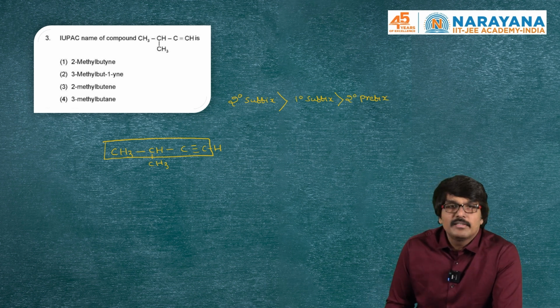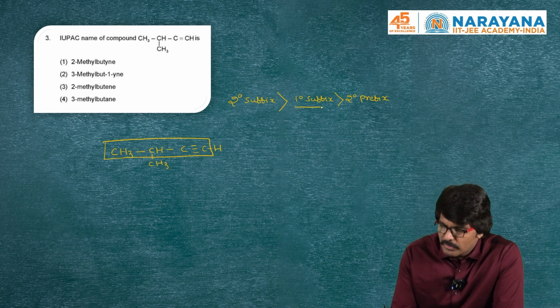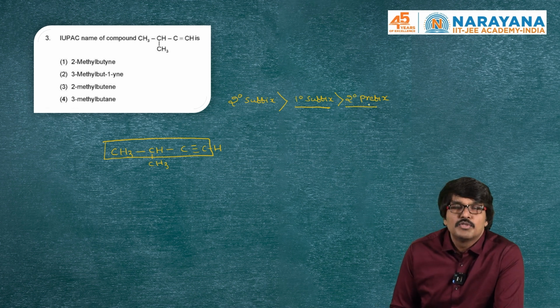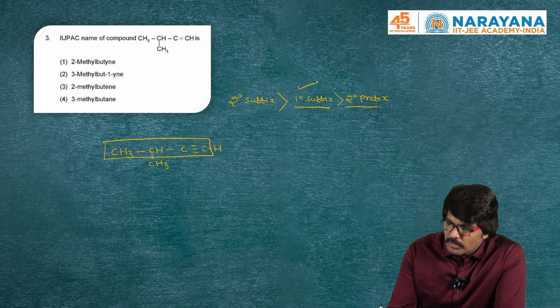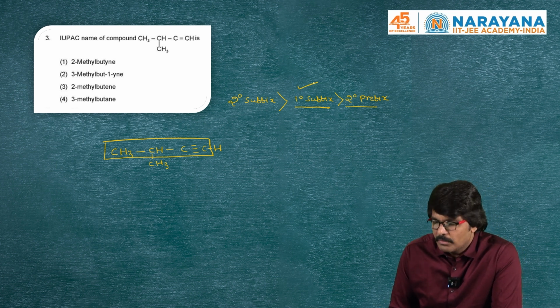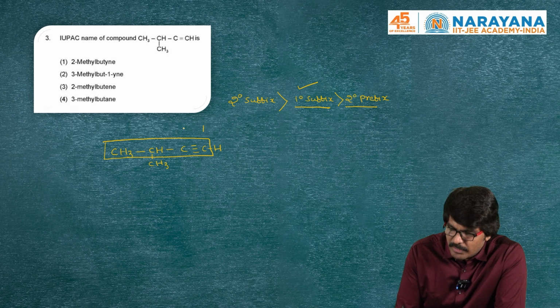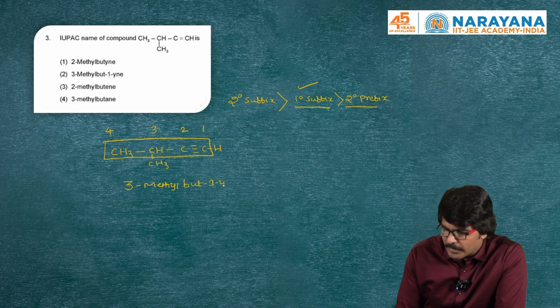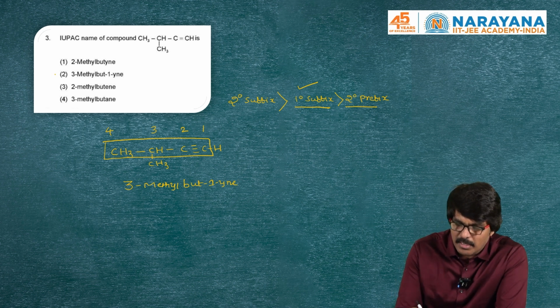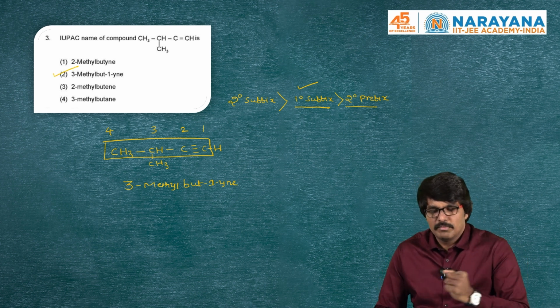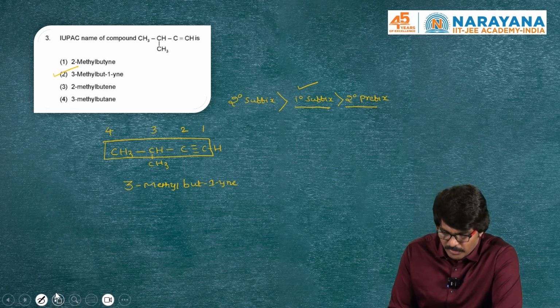But here there is no secondary suffix. There is a primary suffix, that is "-yne", for a triple bond, and also there is a secondary prefix, that is a substituent, methyl. According to this order, the primary suffix gets more priority when compared to the secondary prefix. The numbering should be done from the right side. Therefore, it is 1, 2, 3, and 4. The name of the substituent is methyl, located at the third position, so it is 3-methylbut-1-yne. The correct answer to the question will be the second option. So this is from organic chemistry.